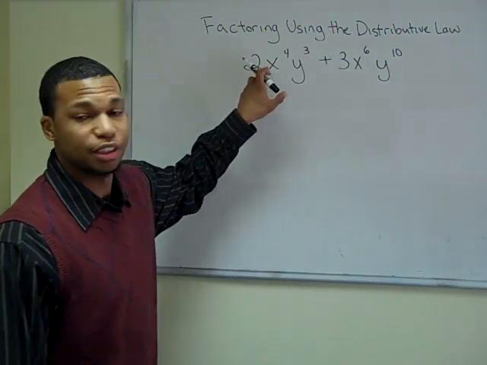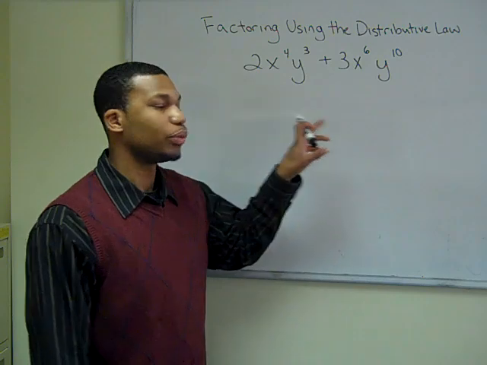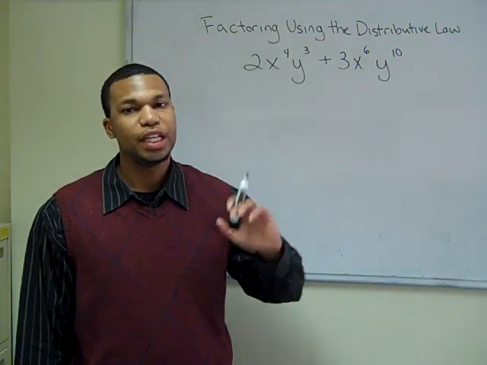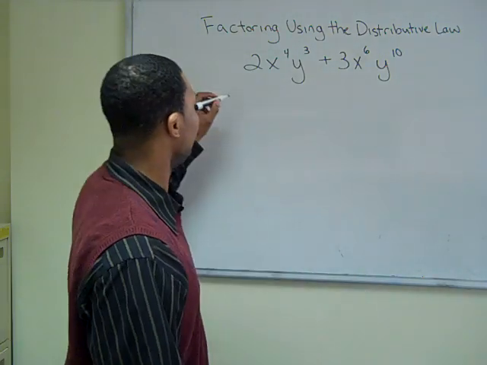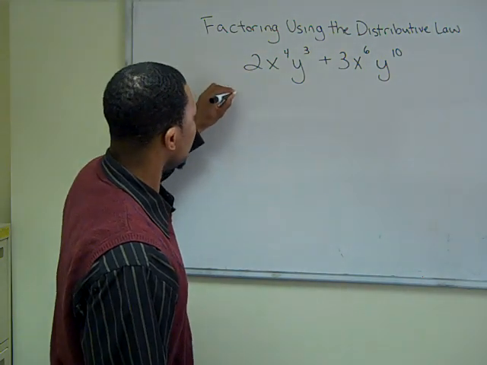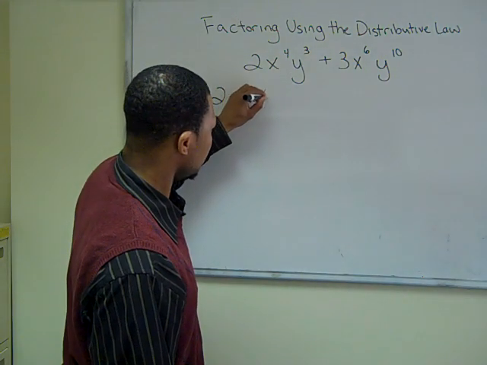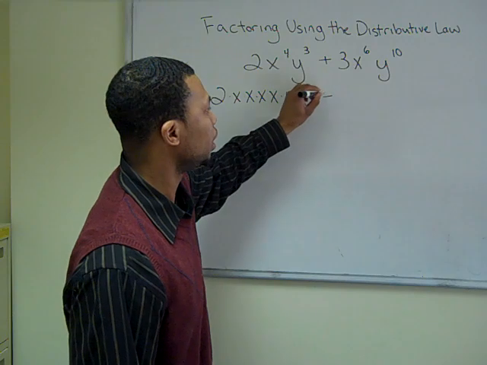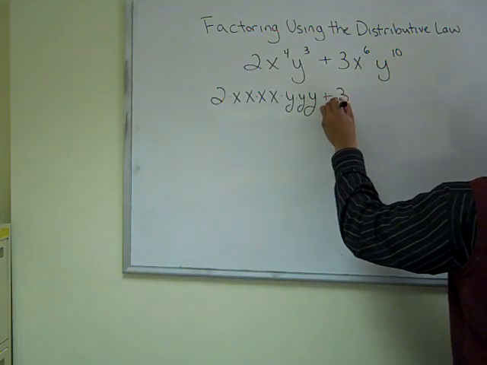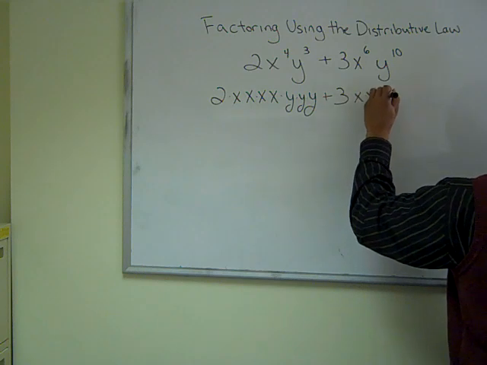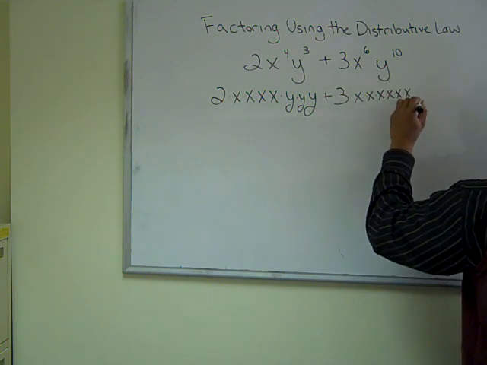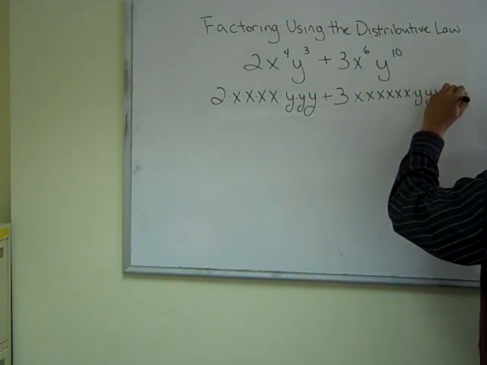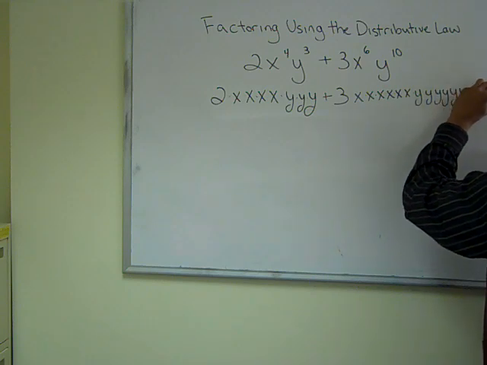So here we have 2x to the 4th y to the 3rd plus 3x to the 6th y to the 10th. Now again, we are going to factor each of our terms into their prime states. So in our first term, we have 2 times x times x times x times x times y times y times y plus 3 times x times x times x times x times x times x times 10 y's. 1, 2, 3, 4, 5, 6, 7, 8, 9, 10.